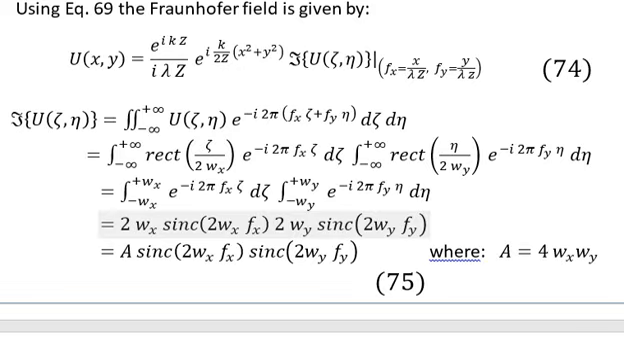So we have evaluated the Fourier transform in terms of the two sinc functions, but you know that 2wx multiplied by 2wy is actually the area of the rectangle. That area will be represented by capital A. So the last line of this Fourier transform is the area of the rectangle multiplied by the sinc of 2wx multiplied by fx and the sinc of 2wy multiplied by fy. So equation number 75 gives you the Fourier transform of the input function.